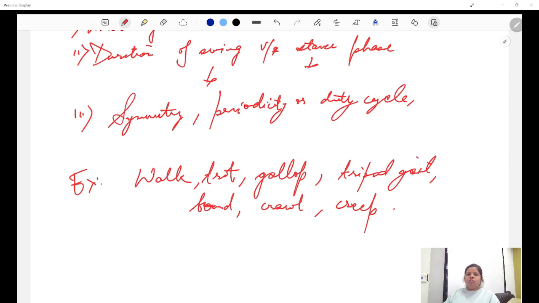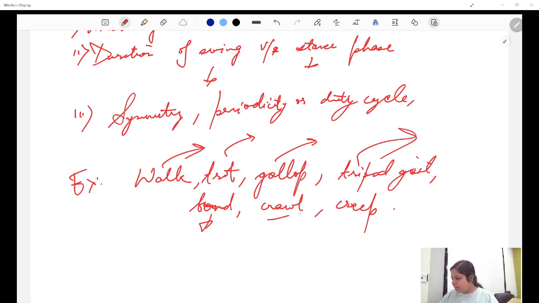Okay, so walk is where one foot at a time moves, trot is where diagonal pairs move together, and gallop is where all legs lift briefly, they are in an aerial phase. And tripod gait is something in which insects and hexapods move alternating leg triplets. Then these bound gaits are used for running. Basically, they are high speed gaits, and crawl and creep are low speed gaits. And there is a wave gait. Yeah, we'll see this wave gait right now.